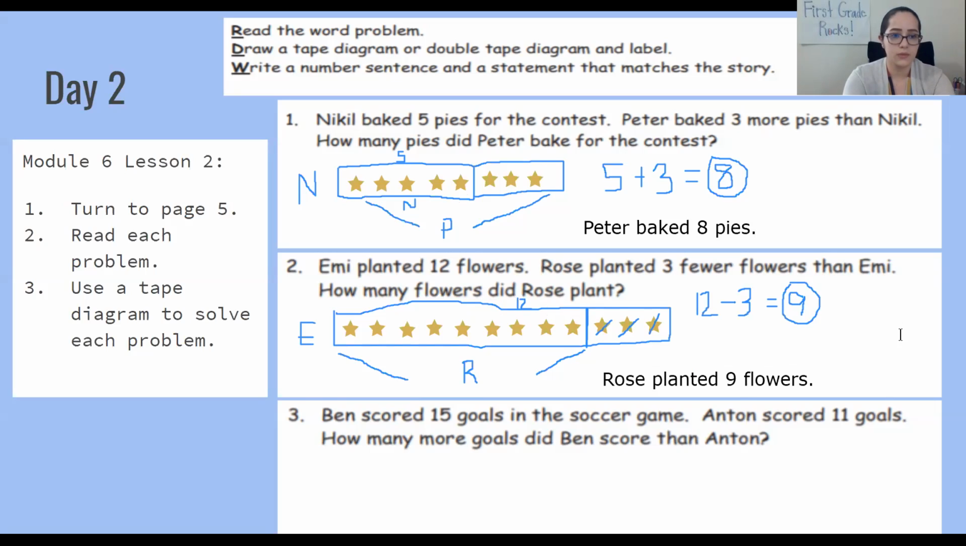All right. I'm going to go ahead and read the next one and have students complete this one on their own. So number 3 says, Ben scored 15 goals in the soccer game. Anton scored 11 goals. How many more goals did Ben score than Anton?